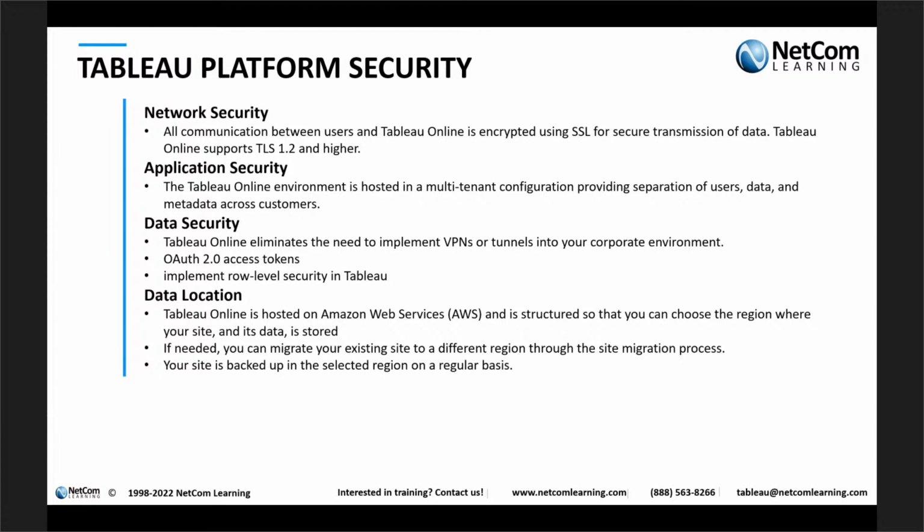Next, data security. Tableau Online really eliminates the need for you to go about implementing your own virtual private networks or tunnels in your corporate environments. It has the capability to use OAuth 2.0 access tokens, using which you can work on a lot of dynamic options that you want to work through. There are APIs available to you, so if you want to expose this information and consume it in other ways, it supports OAuth 2.0 access tokens as well. You can also implement row level security in Tableau to make sure that the right people have access to the right information.